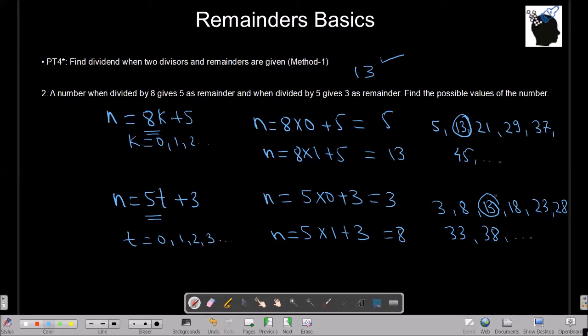Now you'll notice that although this method is quite simple, it is very time consuming because as you saw in this case, we couldn't find the second value, right? It might be somewhere further. So let's look at method 2, which is a bit easier to solve as compared to this one.